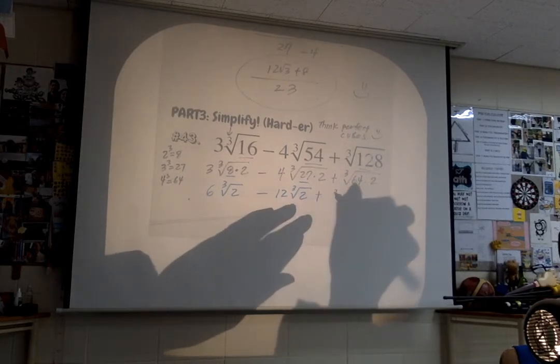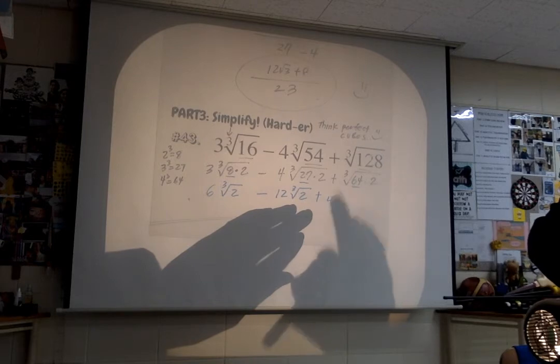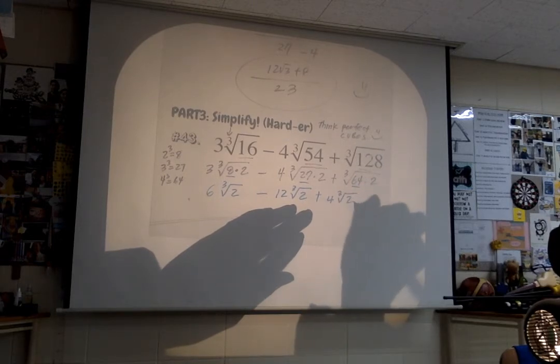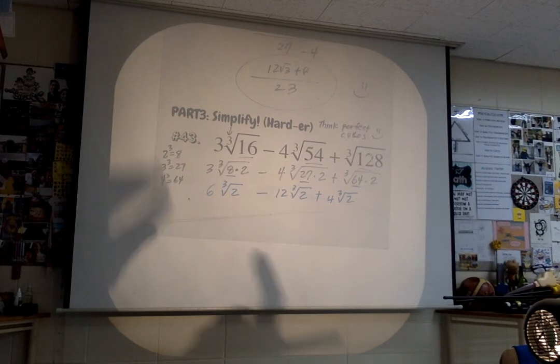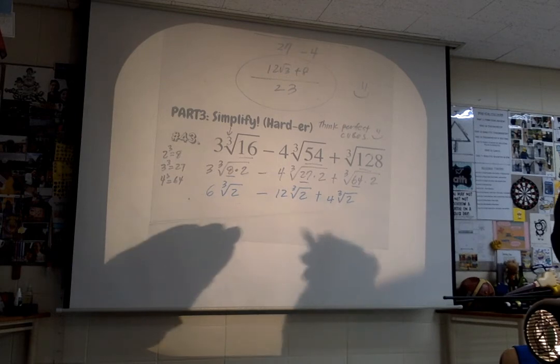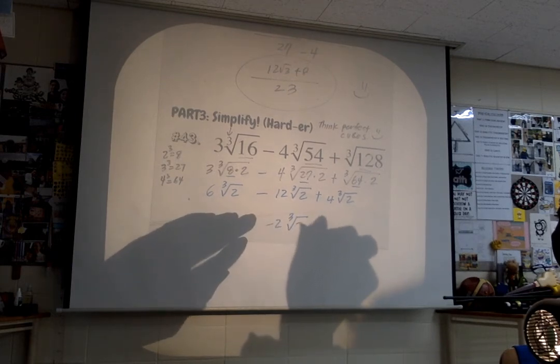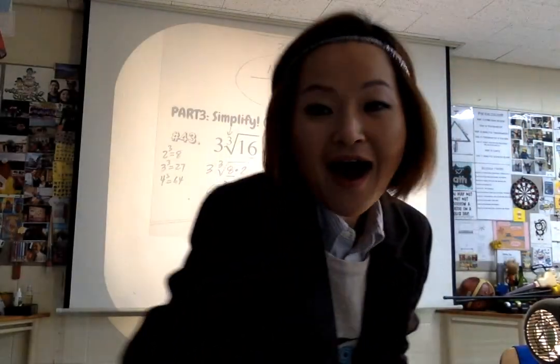How about here, lastly, 4 cubic root of 2. Now we know they're all cubic root of 2 and the index is 3. So we can combine these guys. 6 minus 12 is negative 6, plus 4 is negative 2 cubic root of 2. Alright guys, good luck! Bye! Good luck!